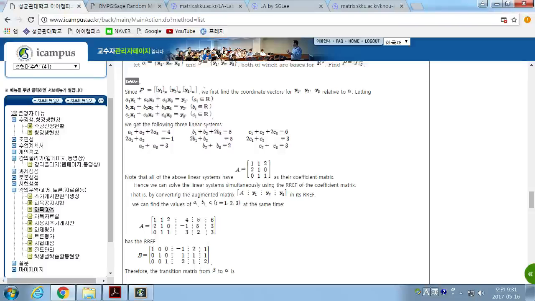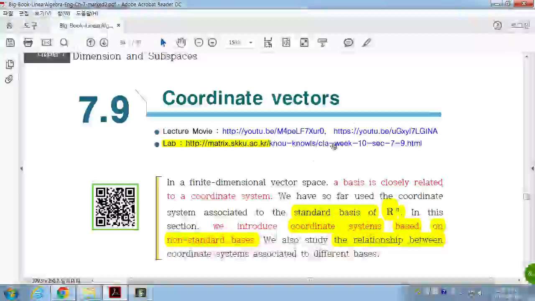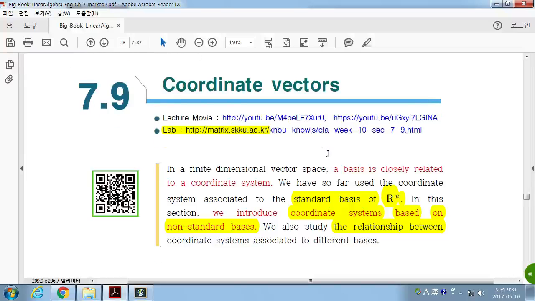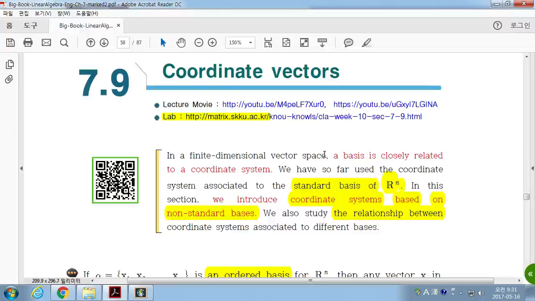Anyway, that was introduced here, and there are also my previous lectures at these web addresses in Korean. Now, I'm going to cover this section 7.9 in English.